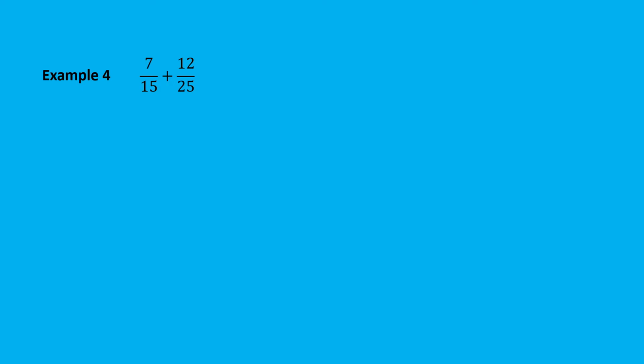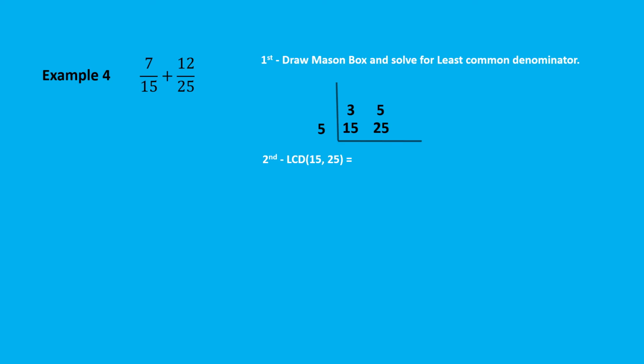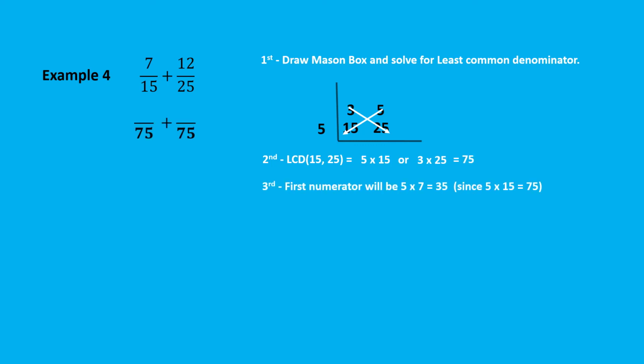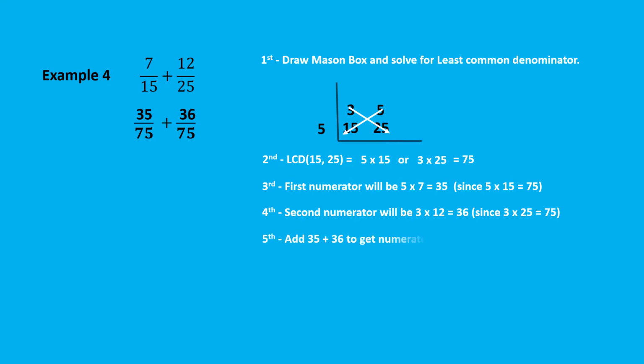Example 4, 7/15 plus 12/25. Common denominator, put 15, 25 inside the box, divide by 5, you get 3, 5. LCD will be 5 times 15 or 3 times 25, which is 75. So the common denominator is 75. First numerator will be 5 times 7, which is 35. Second numerator will be 3 times 12, which is 36. We add 35, 36, we get 71/75. This will not simplify, so we are done.